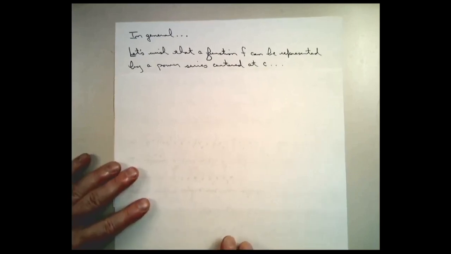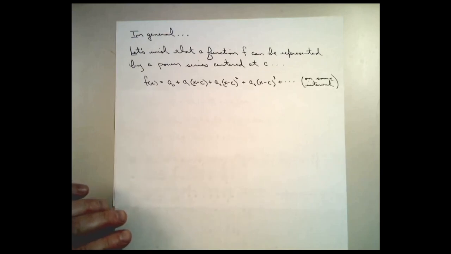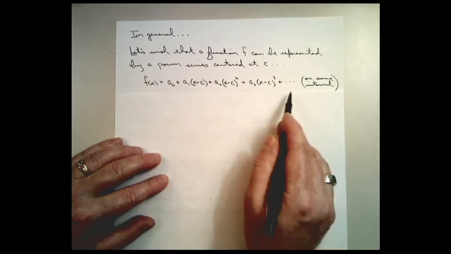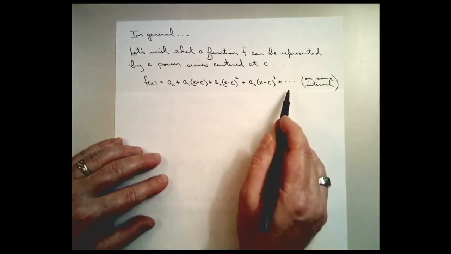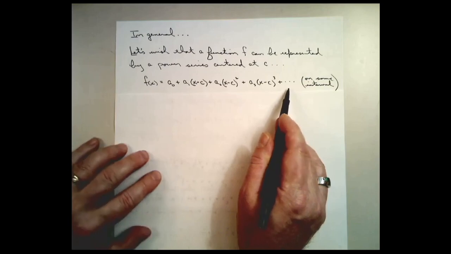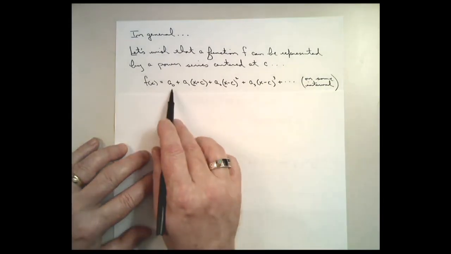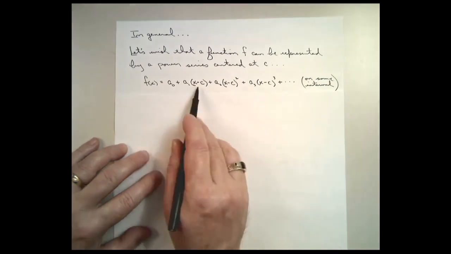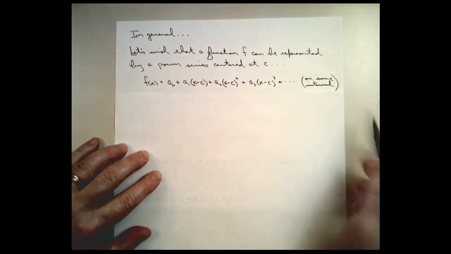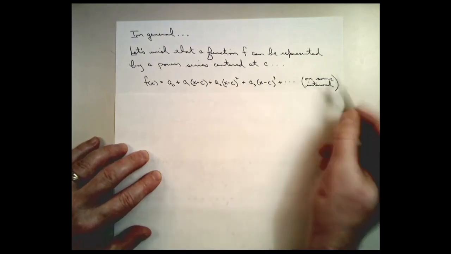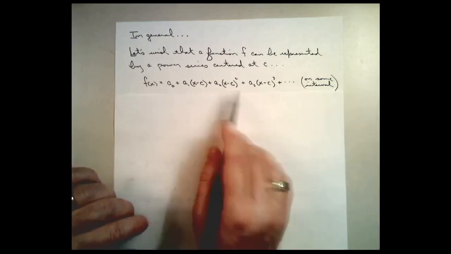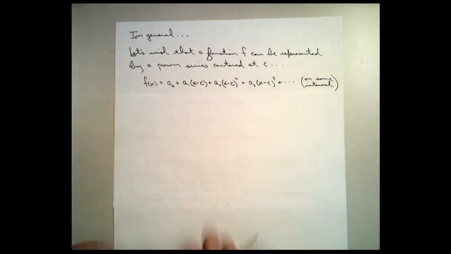Well, if I wish that, then the first consequence is going to be that f of x looks like this. This is a power series centered at c, the most general one that I could write down, right? So a sub 0, some number, plus some number times x minus c, some other number times x minus c squared, and so on. Don't know on what interval this might converge, but we're just hoping that f can be represented by some power series.